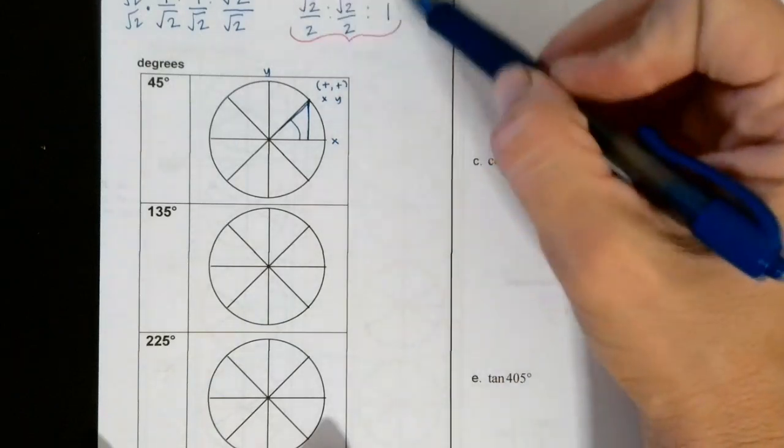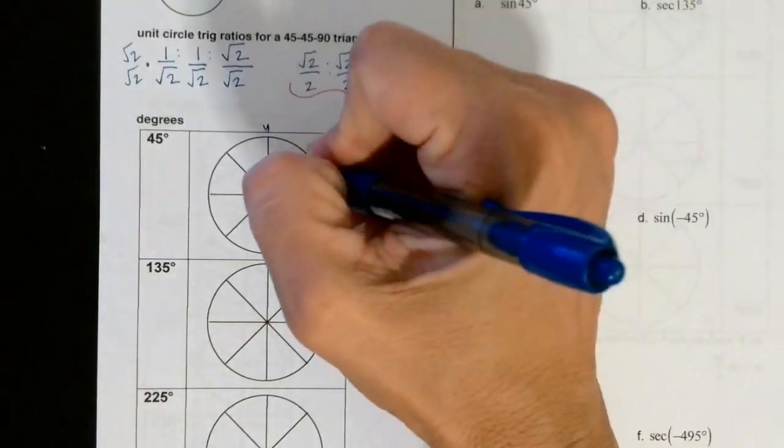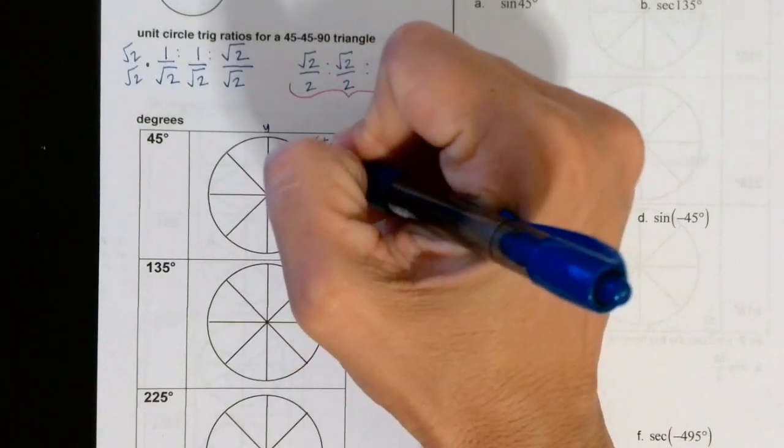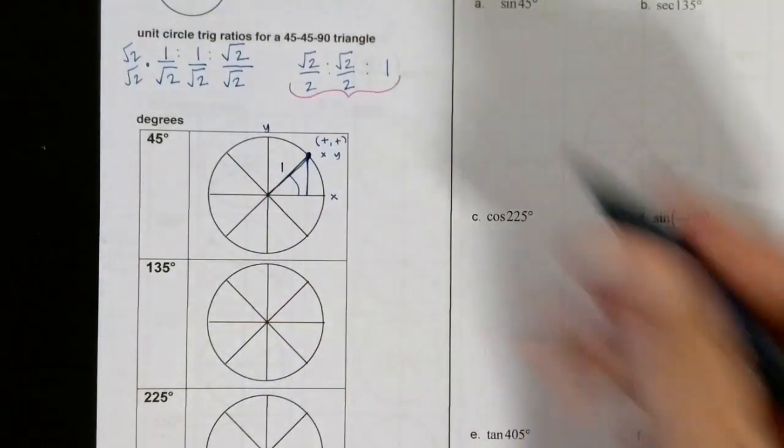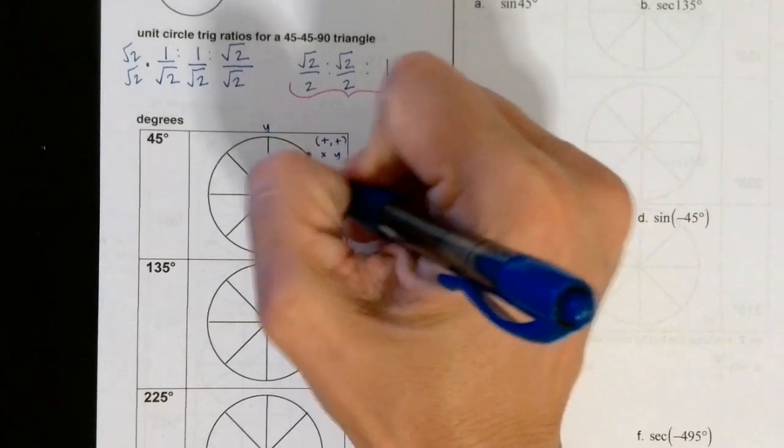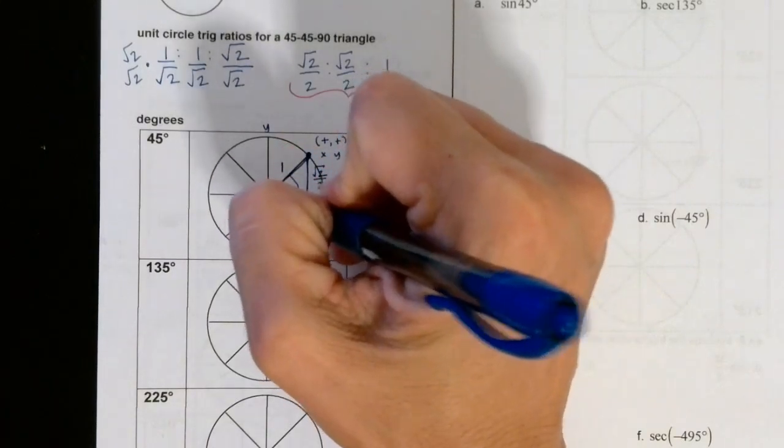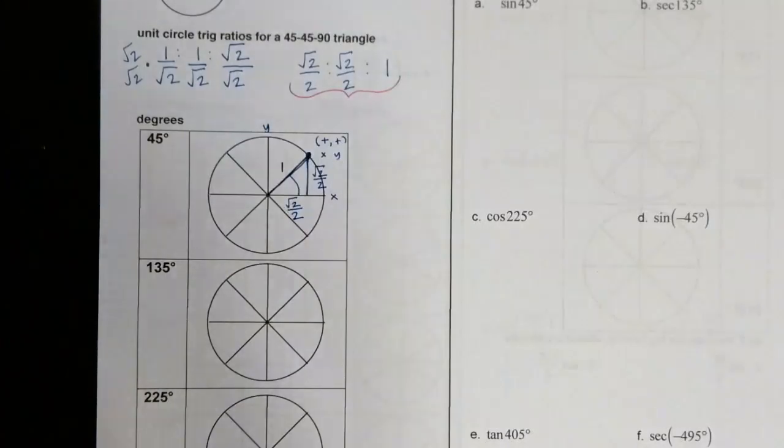So when I take my new ratios that I just wrote down, remember that the unit circle means that radius has to be 1. And because this is a 45 degree angle, these sides are root 2 over 2. Okay, so those are both positive.